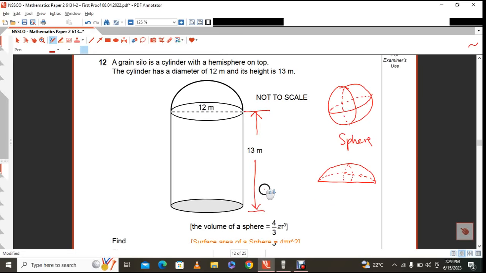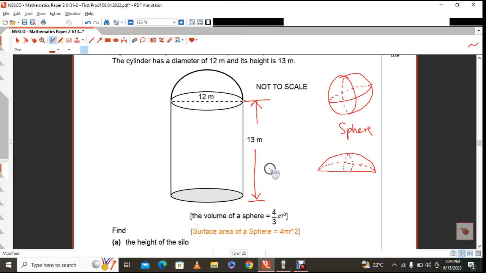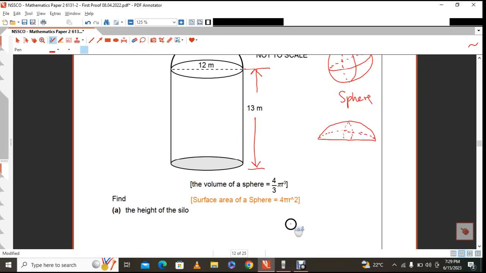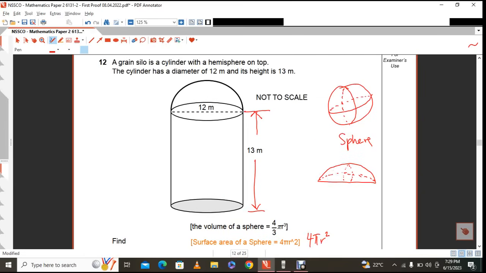Now, the first part, you'll also see from the question paper that you have, you will not have this formula over here that I've added, and that is the surface area of a sphere. If you go to your syllabus, they will give you the formula for the volume and the total surface area of a sphere, a pyramid, and a cone. So 4 pi r squared represents the surface area of a sphere, okay? Like that whole tennis ball thing that I drew over there.